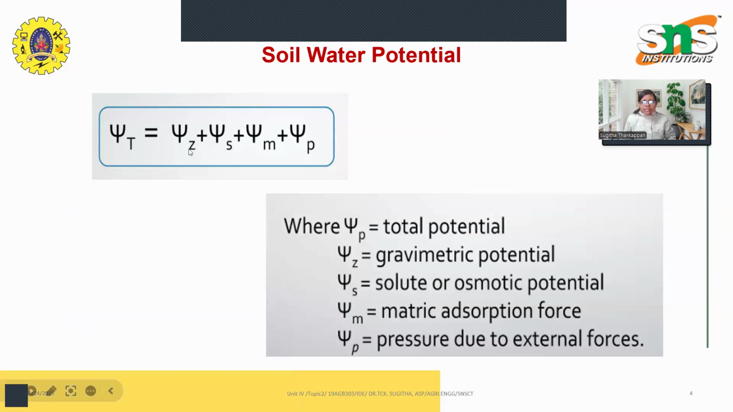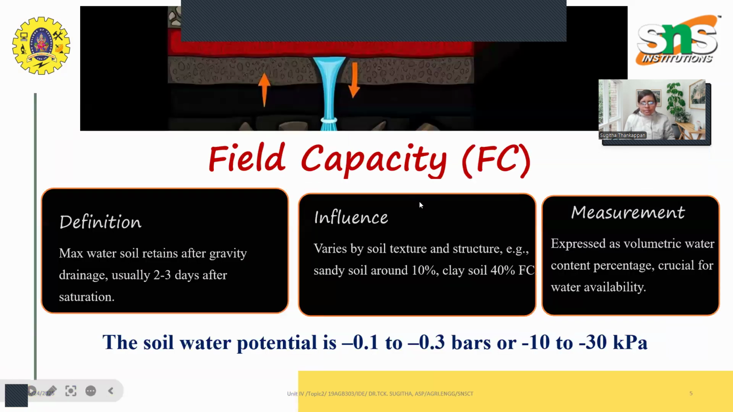So here you can see the soil water potential equation, that is Psi equals Psi Z plus Psi S plus Psi M plus Psi P. So what is Psi? That is the total potential, that is the total energy required. Psi Z represents the gravimetric potential, Psi S is the solute or osmotic potential, Psi M is the matric absorption force, and Psi P is the pressure due to external forces.